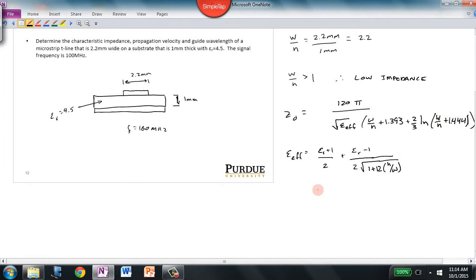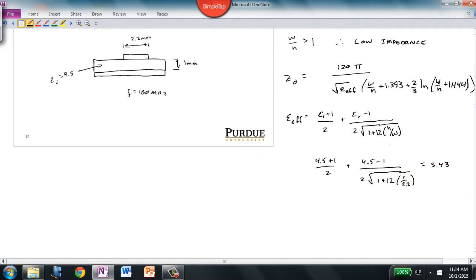So that's going to be the 4.5 plus 1 divided by 2 plus 4.5 minus 1 divided by 2 times the square root of 1 plus 12 times 1 divided by 2.2. Normally I have to include units of millimeters for length in there, but they're both millimeters, so they'll cancel out in this particular instance. This gives us an effective electric permittivity of 3.43.